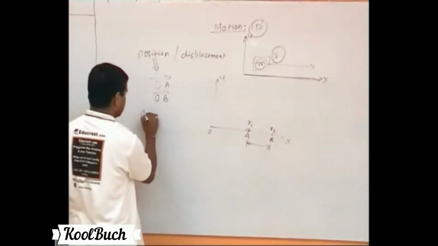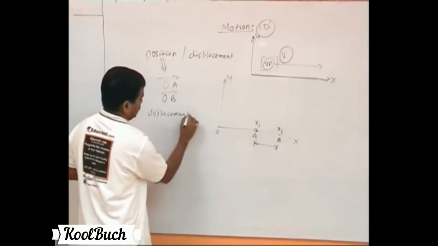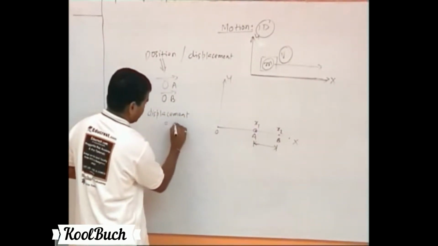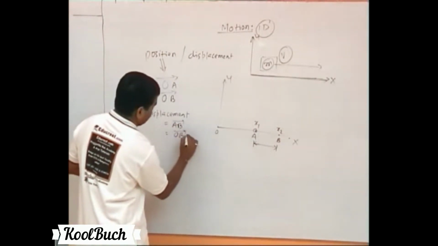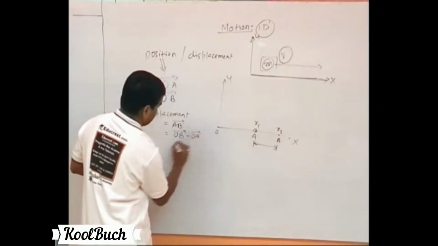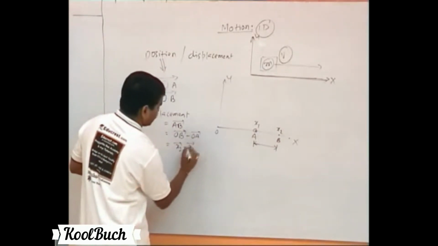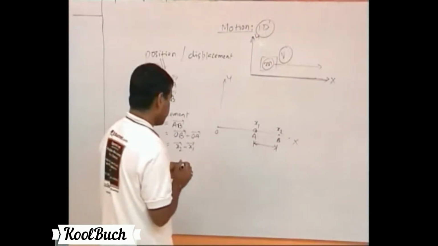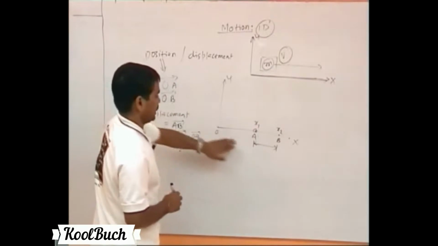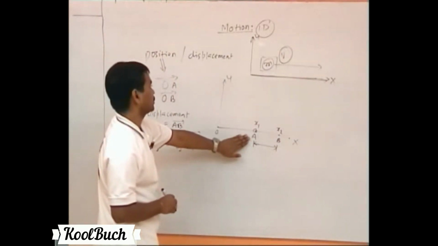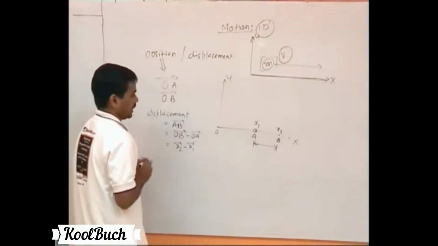So we can write displacement equals A to B, which is OB minus OA, that means x2 minus x1. So that's how we define position vector and displacement in case of 1D motion. This could be even extended for 2D and 3D.